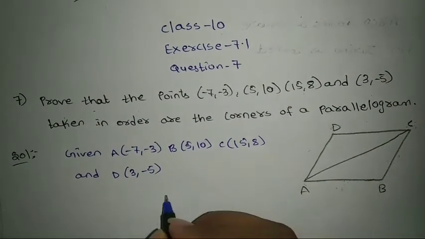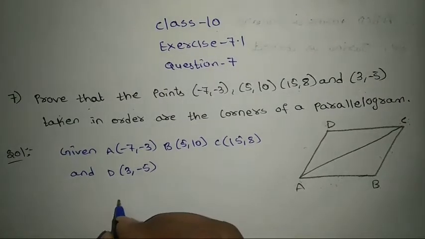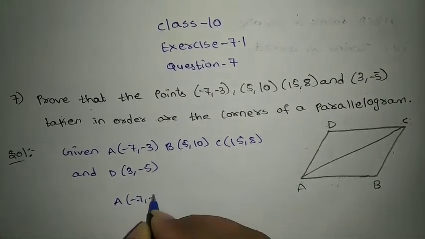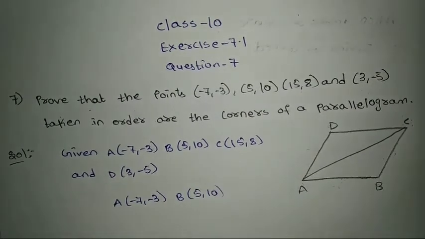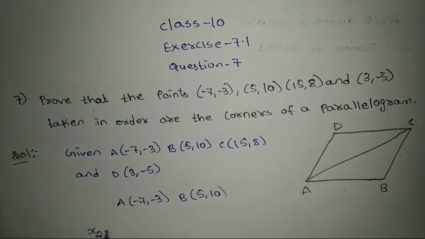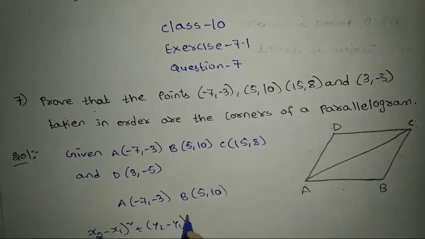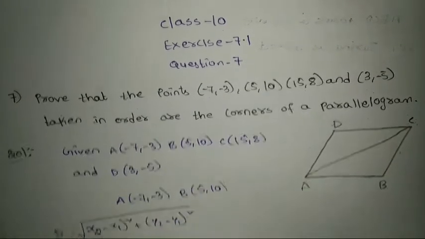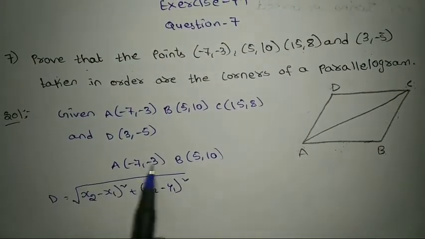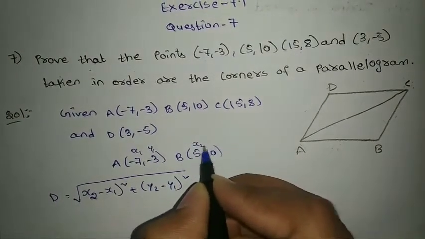Okay, first we will find AB distance. First we have to find AB distance. So A point is minus 7 comma minus 3 and B point is 5 comma 10. So what is the distance formula? x2 minus x1 whole square plus y2 minus y1 whole square under root of, so this is distance formula. Substitute these two values in this formula. So this is x1 y1 x2 y2.